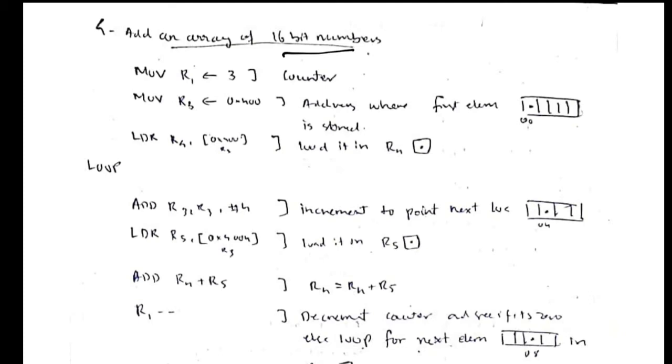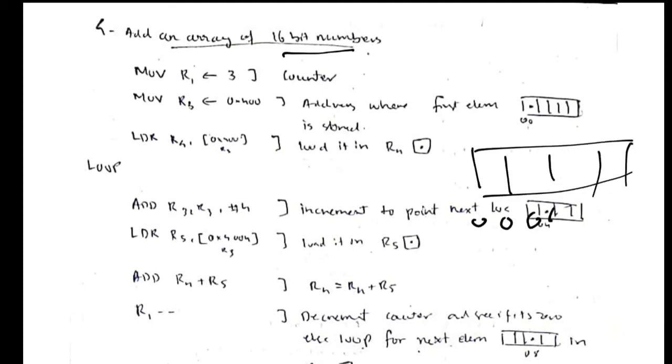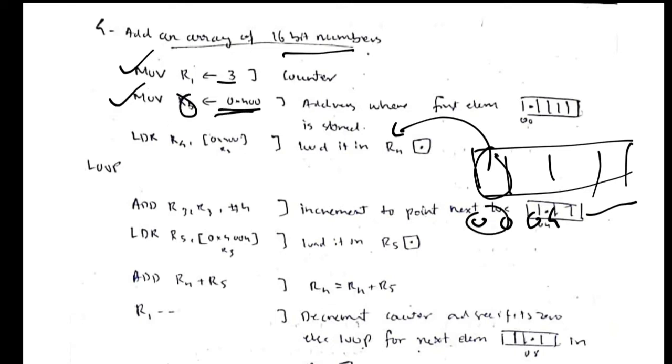For adding 16-bit numbers, first we have to go to the memory location, and in each memory location we'll be storing some number. After that we'll load the first number in R4. We have a counter here, and the first location will be in R3. We are loading the value at R3 into R4, so the first element will be stored in R4. Then we'll increment R3, and this memory location's value will be stored in R5. So R4 has the first value, R5 has the second value.